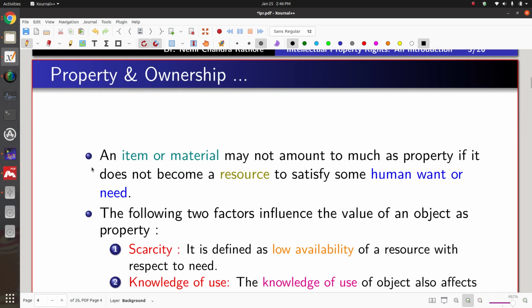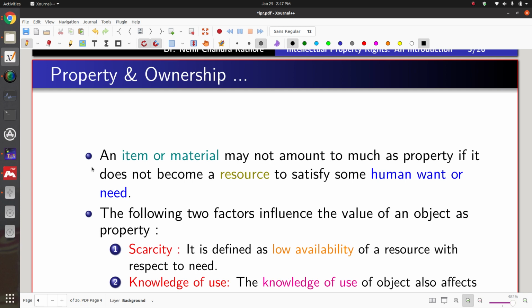Now let's talk about some other aspects of property. An item or material may not amount to property if it does not become a resource that satisfies human needs. The meaning is that not everything is assumed to be property. Only those things or objects that have the capability or power to satisfy certain human needs are assumed to be property. If a thing cannot satisfy a human need, it cannot be regarded as property.